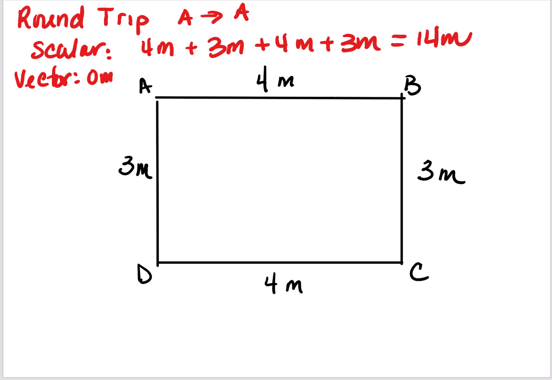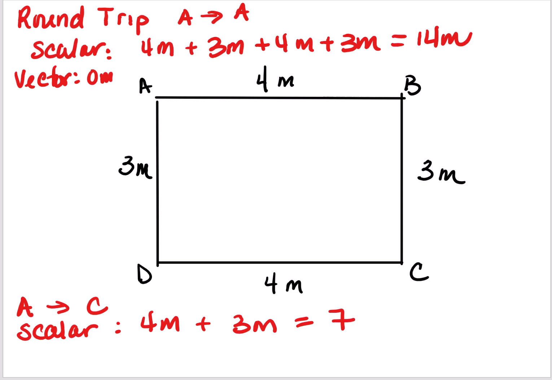Let's say I'm going from A to C. And again, for scalar, we just add the numbers up. So for scalar, it's going to be 4 meters because it has to go from A to B. Then it has to go from B to C, which is 3 meters. So this is 7 meters total. For a vector quantity, since direction is accounted for, we must take the shortest path. The shortest path to get from A to B to C is from A to C.